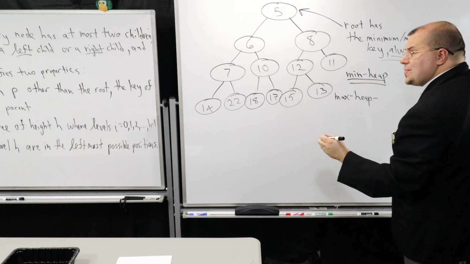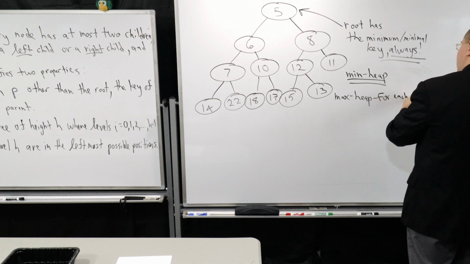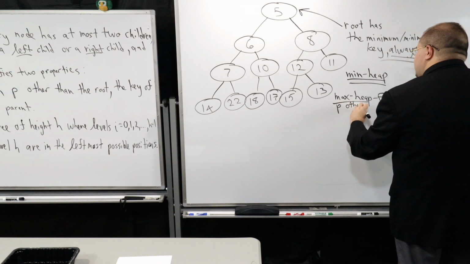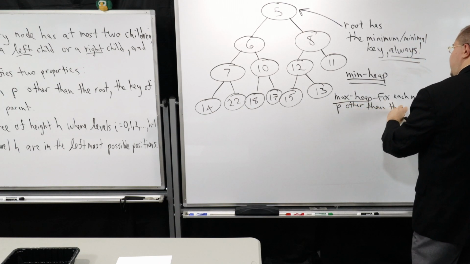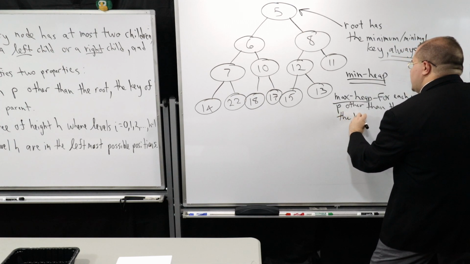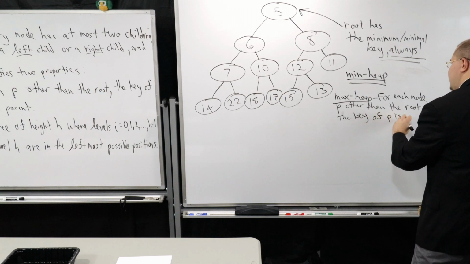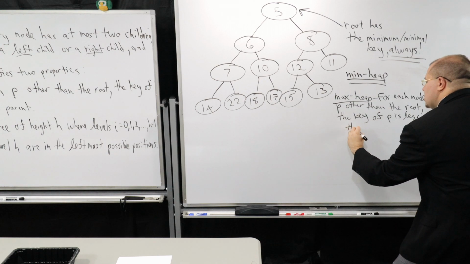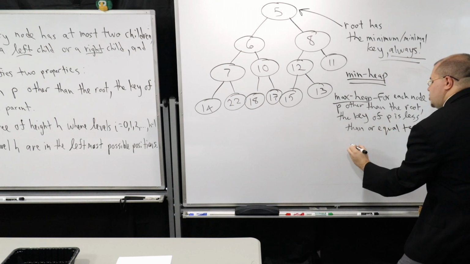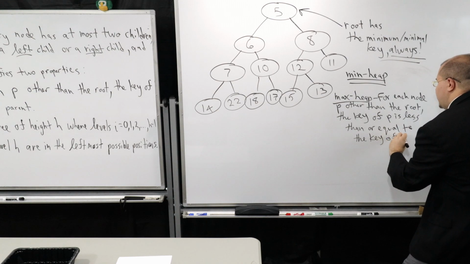So max heap: for each node P other than the root, the key of P is less than or equal to the key of its parent.